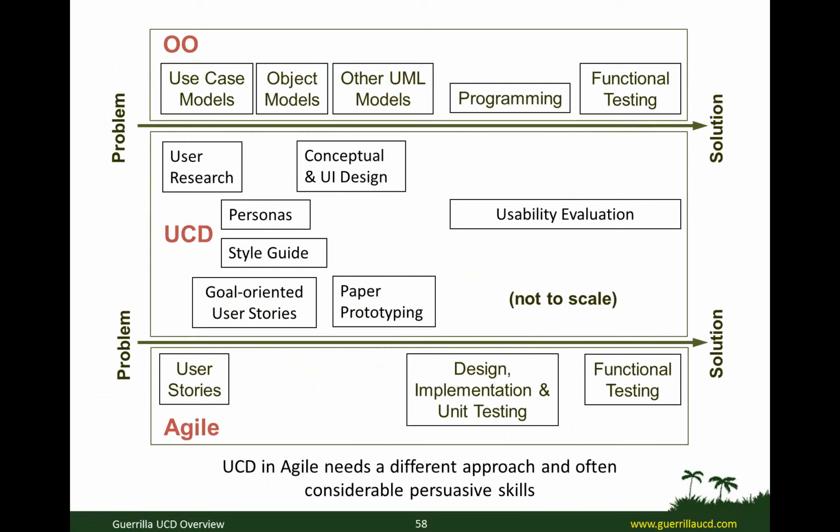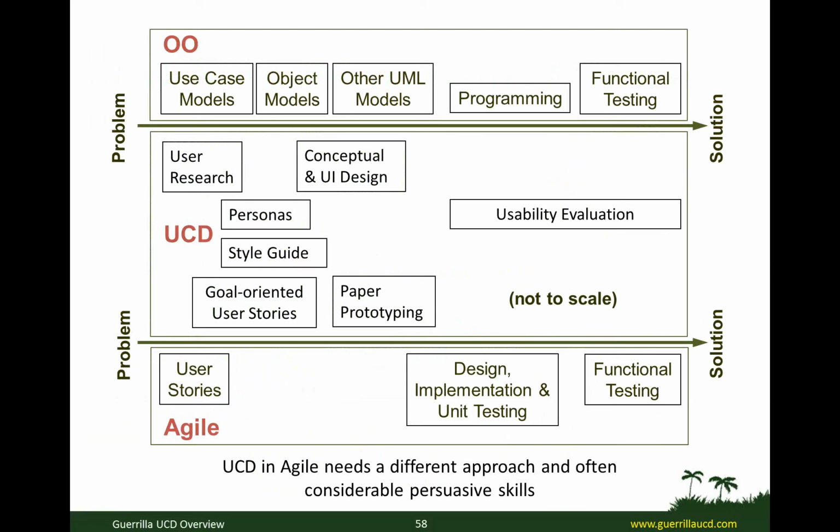UCD and Agile has to be done differently. This particular slide is contrasting the kind of approach that we used in the 1990s, the OO approach at the top, with an Agile approach at the bottom. And it highlights the fact that OO was very much problem-oriented, like the waterfall style. We spent a lot of time building models, trying to understand the problem a bit better, and then finally getting on to programming and functional testing is perhaps only the last 20 or 30% of the overall effort.